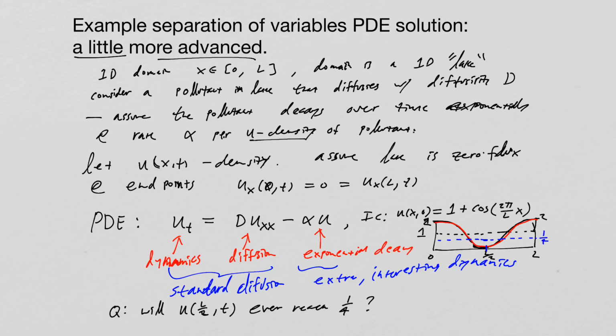That's 1/4. So we expect from diffusion to see flux going in. Diffusion should push more and more of that pollutant into that zone there. But there's also this exponential decline. So we expect over time, all of the pollution will eventually decay out of the system. So we want to know if at some point in the middle it will reach 1/4. So clearly there's a push-pull going on here. Diffusion's adding stuff to the middle of the lake, and decay is taking away stuff. So we don't know what the answer is going to be.